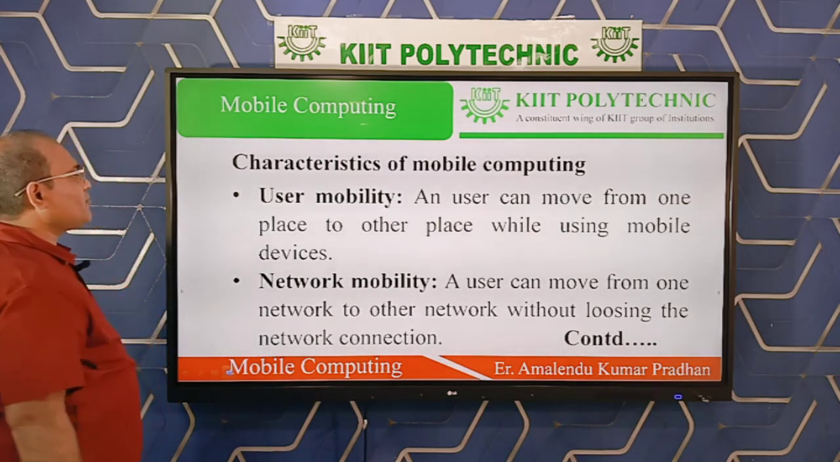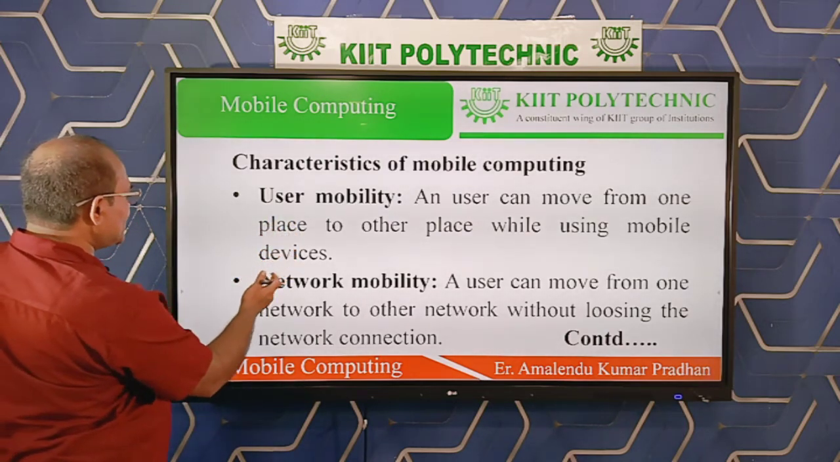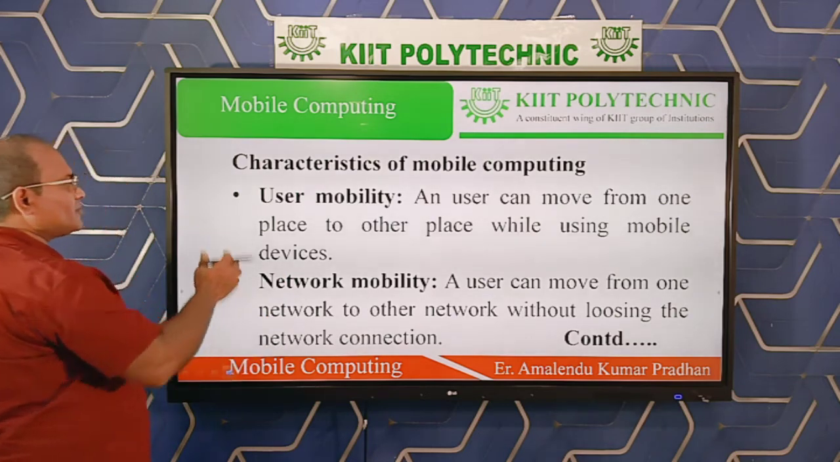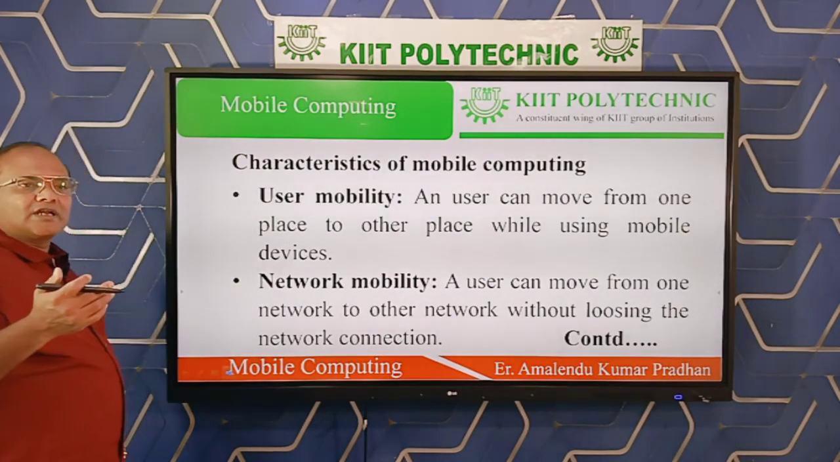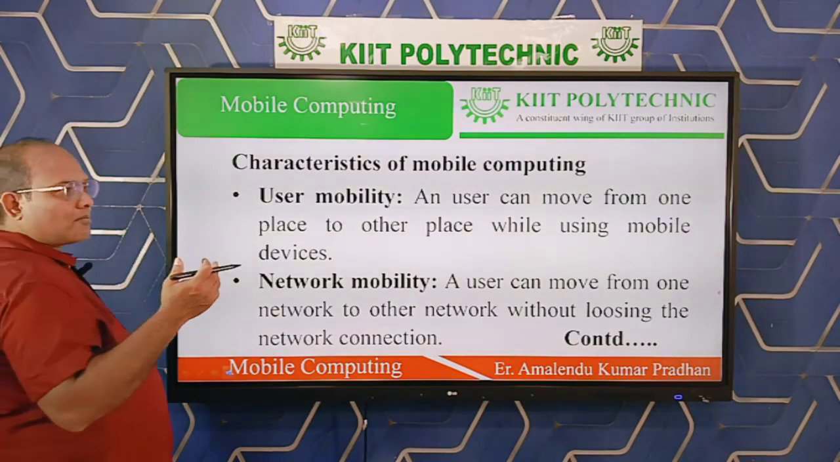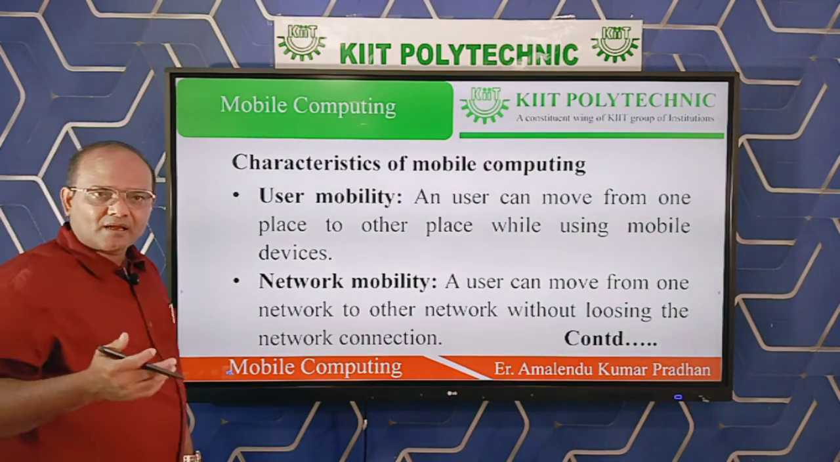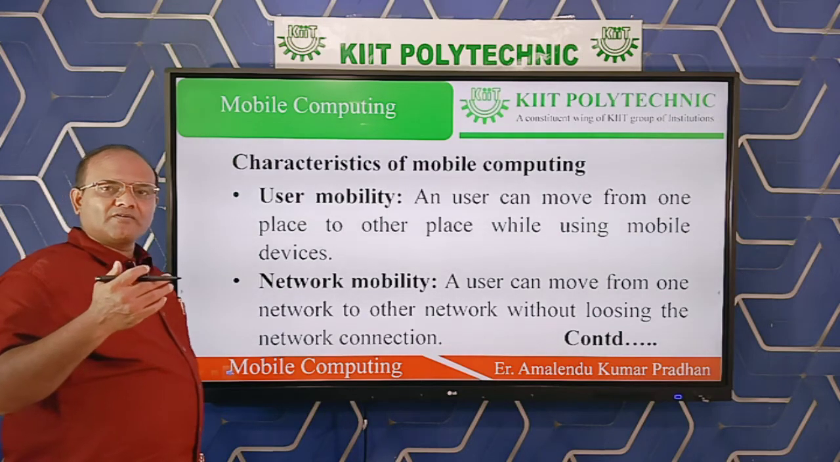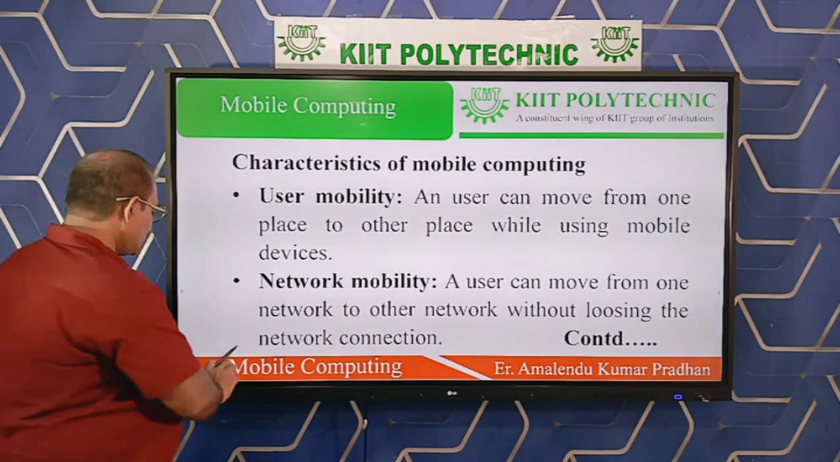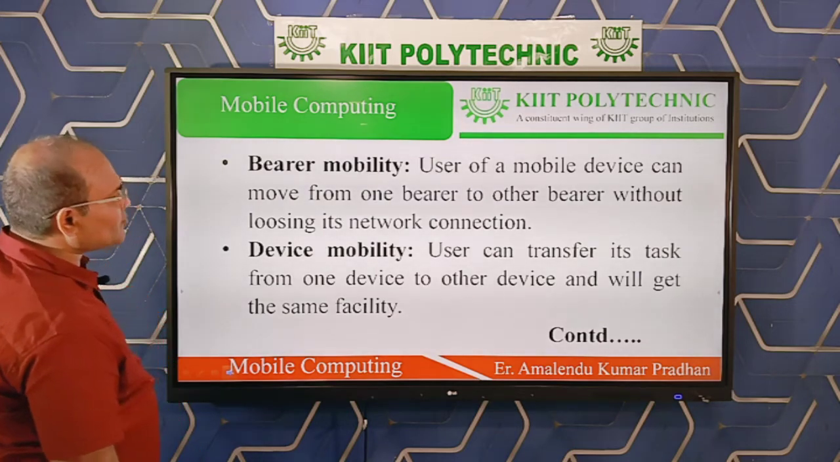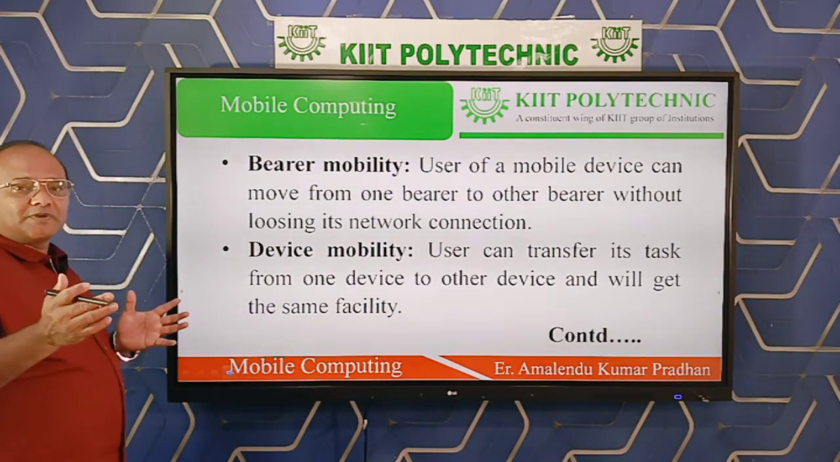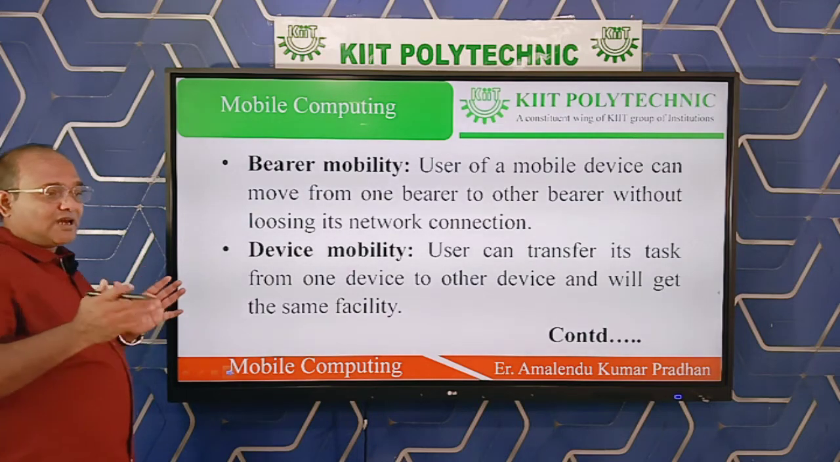characteristics of mobile computing. These are user mobility and network mobility. User mobility means the user can move anywhere. Network mobility means you can access the network while roaming; wherever you go, you will find your network. That is called network mobility. Then another one is bearer mobility. Here bearer means the ISP, the service provider.